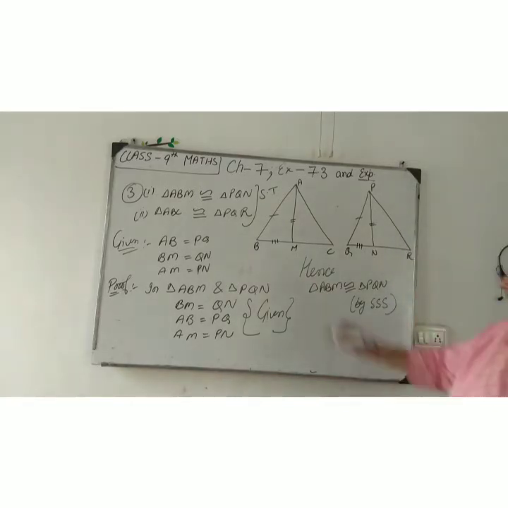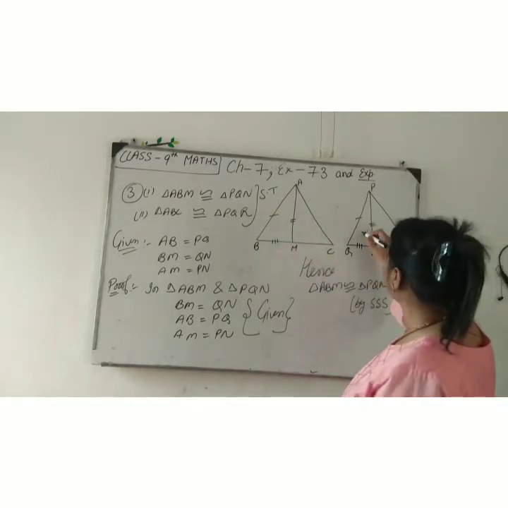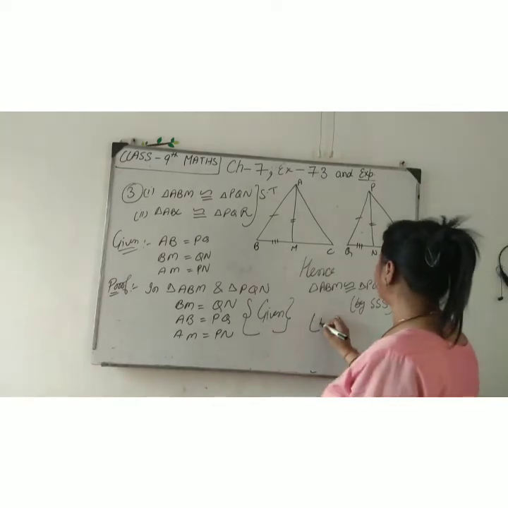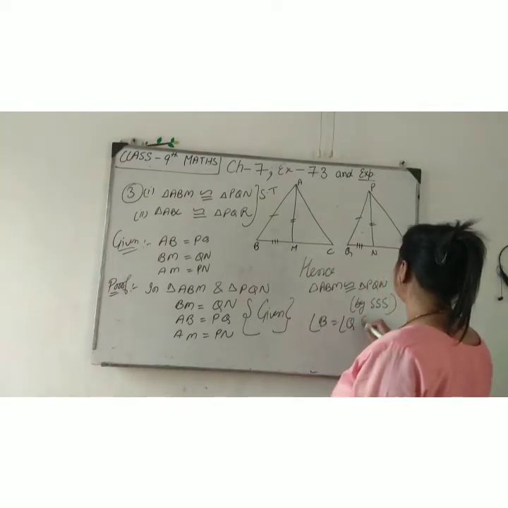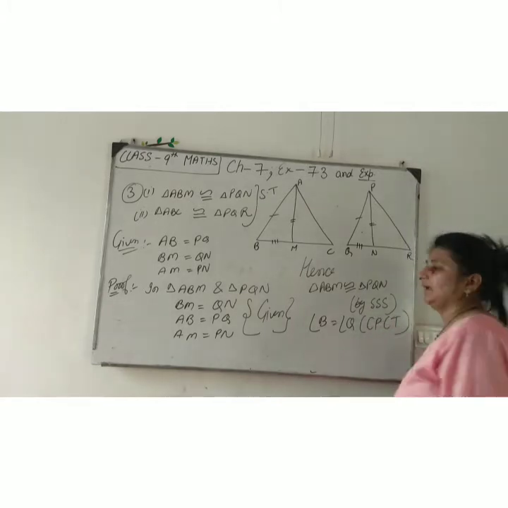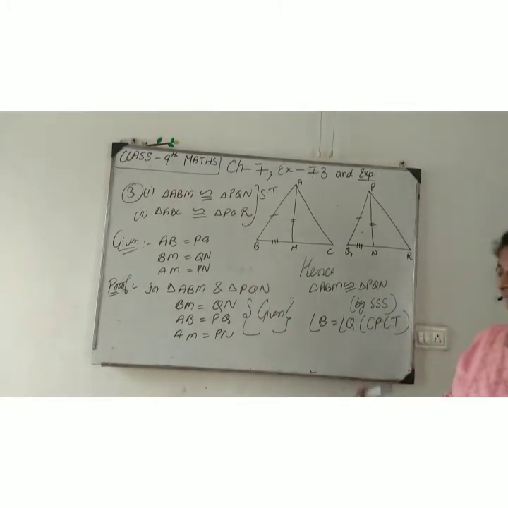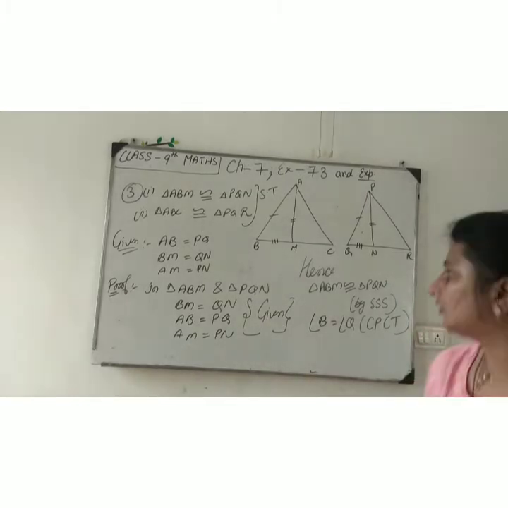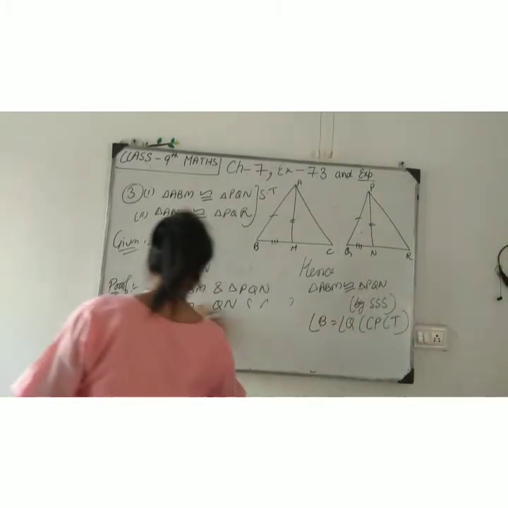Clear? If this figure is congruent with this figure, it means angle B equals angle Q by CPCT. Am I clear? Okay. Now I'll go with part 2.